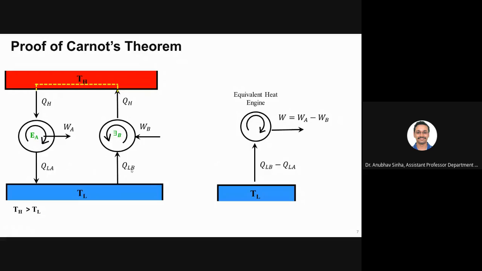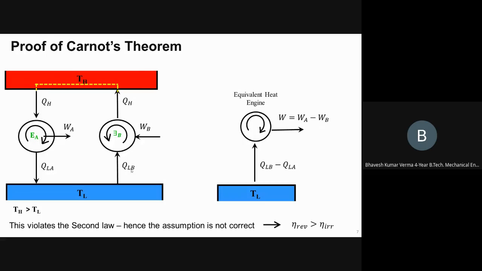Okay, is this fine for everyone? What we are trying to do here? Do you see any problem in the second figure? Sir, only one reservoir. So it violates the second law of thermodynamics, because we need at least two reservoirs. So since only one is there, that means that the assumption is not correct.